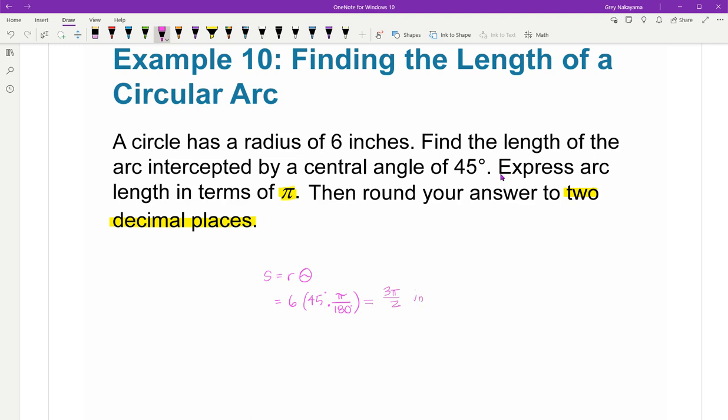That's another thing about arc length, y'all. They do always want a label with it. Okay? And then when you convert that to a decimal, that's what you get.